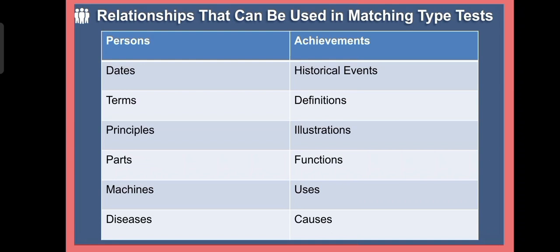Then, next, the dates. It refers to specific dates like birthdays or historical events that can also be matched with corresponding information. Next, historical events.